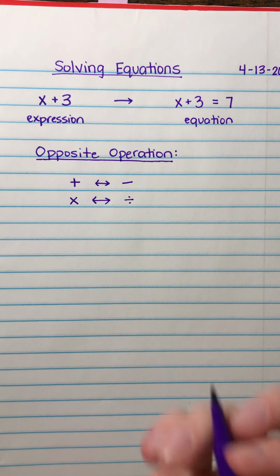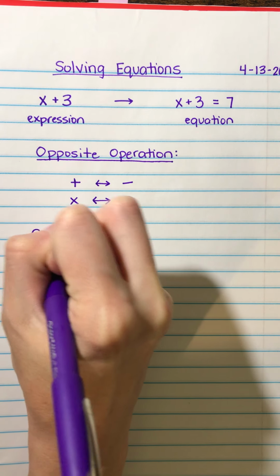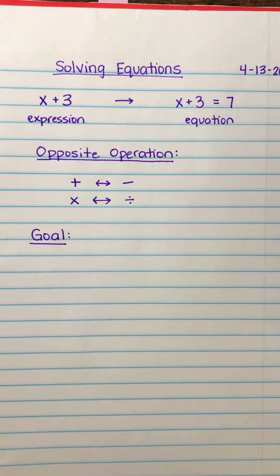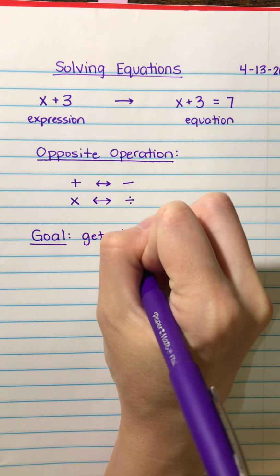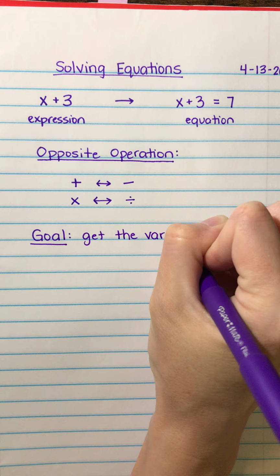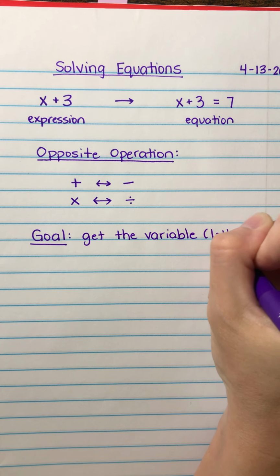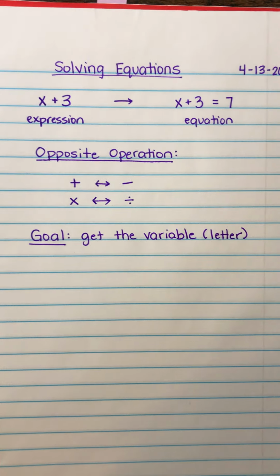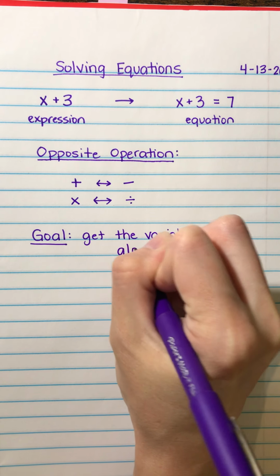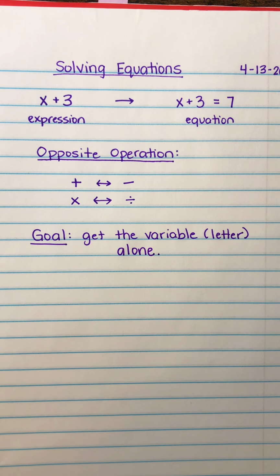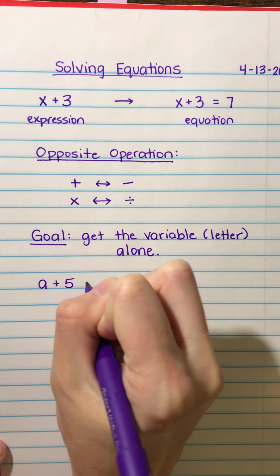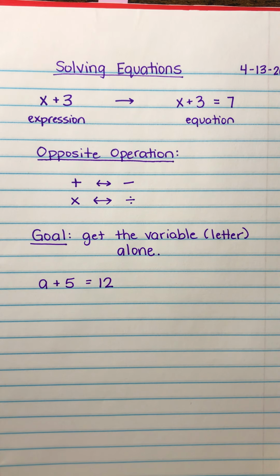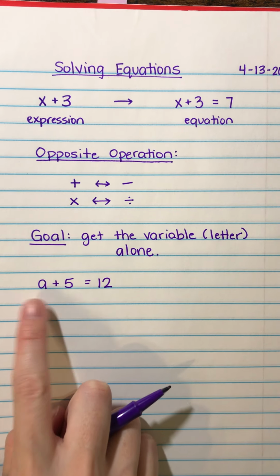I just want to reinforce that our goal today when we are solving equations is to get the variable alone. Variable, we talked about that last week with expressions. That means the letter. I want to get the letter, or the variable, alone. I really want to find out what the variable stands for. So let me start you off with a problem. I've got a plus 5 equals 12. My goal is to get the letter all by itself.